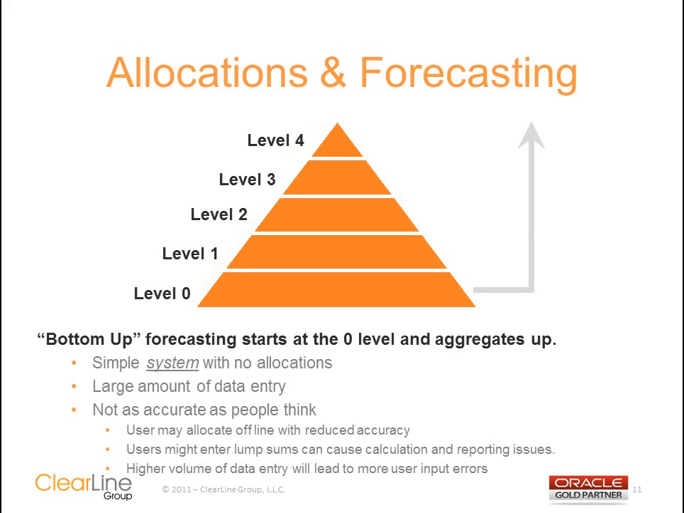They might end up just doing an even spread of their goal number down to the detailed numbers. This is going to further reduce the accuracy of their input. Some users might even enter a lump sum to speed up their process and to make their totals look right. But this can actually cause a lot of problems with calculations and reporting issues, especially if you're doing variances to other scenarios.